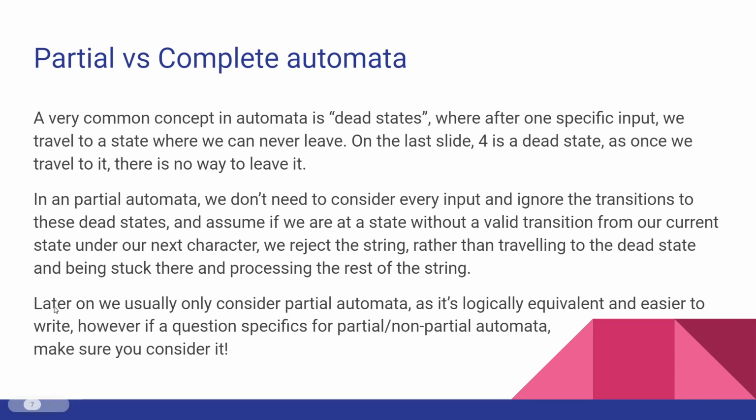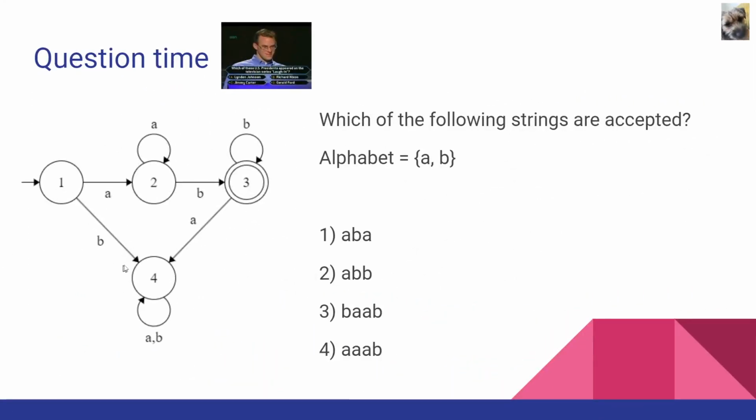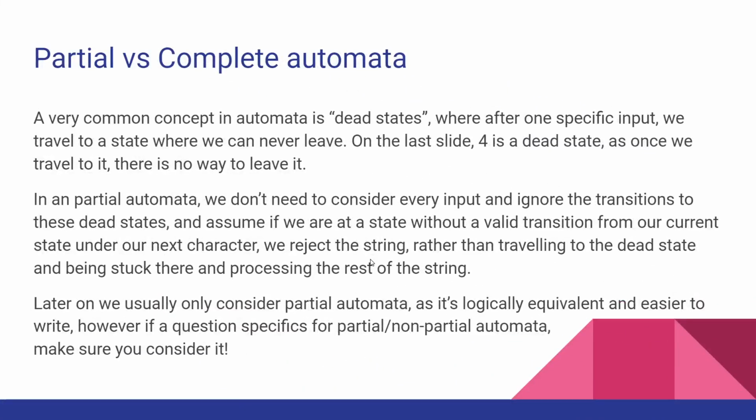Later on, we don't usually say when it's partial automata. We usually just use partial automata, because it's redundant writing out this dead state and all the extra transitions. If we don't want a character to be allowed at this state, we just don't include it. So it's logically equivalent, and it's simpler to write. However, if a question specifically says it wants a partial or non-partial automata, you need to make sure you consider it.